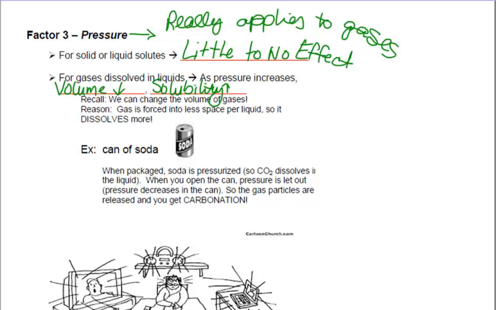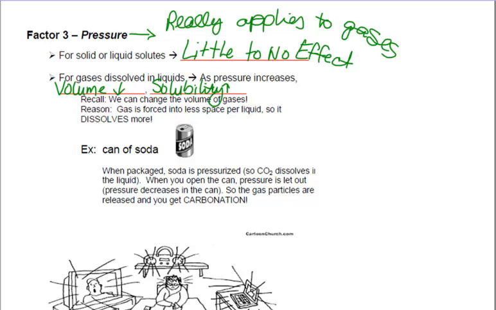So for gases, very specific. Gases dissolved in liquids, this is how it works. As pressure increases, the volume will go down of the liquid, and the solubility will increase. It will force those gas molecules into the solute, which is generally going to be water. It will force those gas molecules into the water and cause them to dissolve.